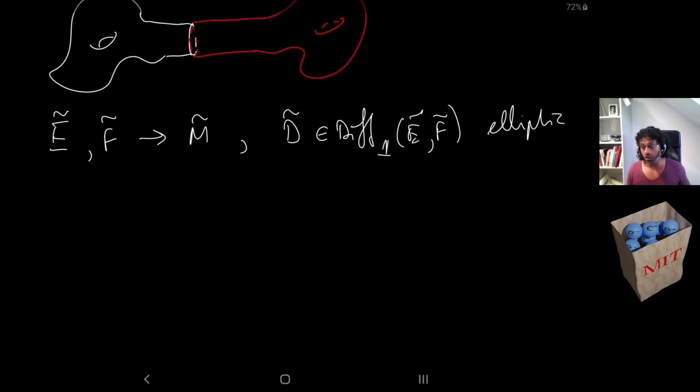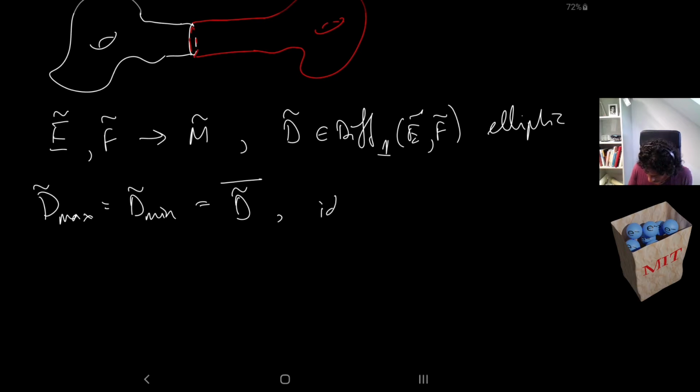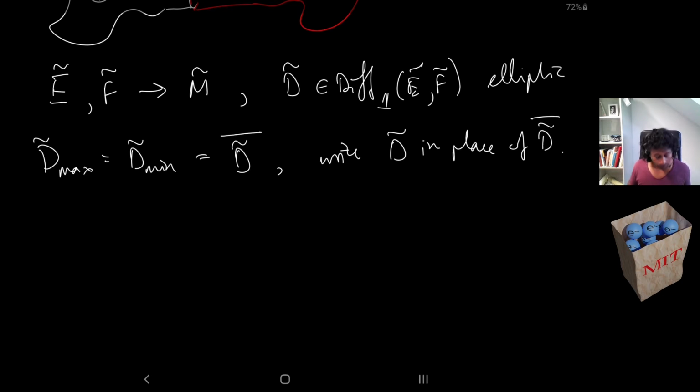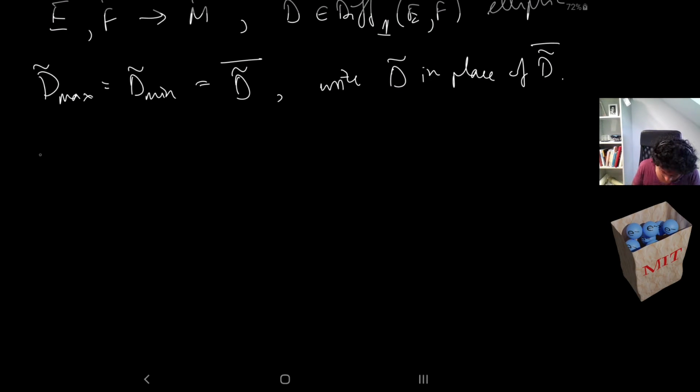And now we have a closed manifold. So D tilde max is equal to D tilde min is equal to D tilde closure, and we simply write D tilde in place of D tilde closure. Where we ended up last time was we defined another two Laplacians: L1 tilde, which is D tilde adjoint D tilde, and, as a definition, L2 tilde, which is D tilde D tilde adjoint.